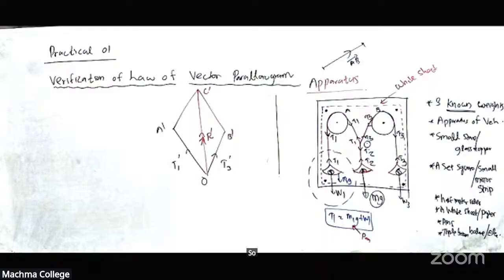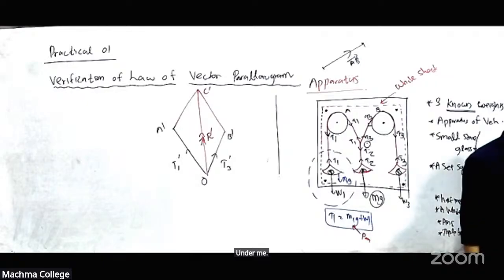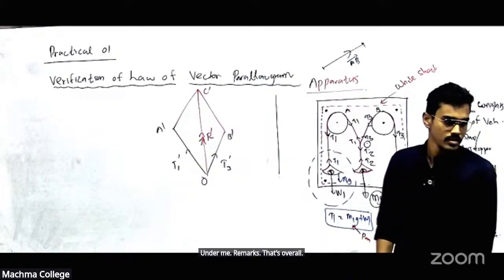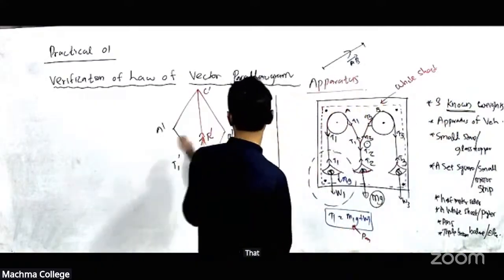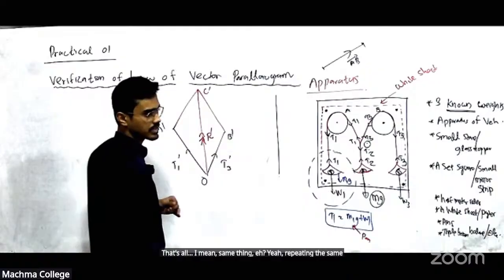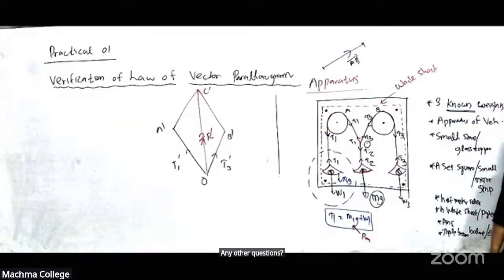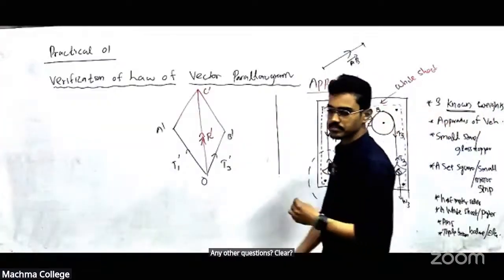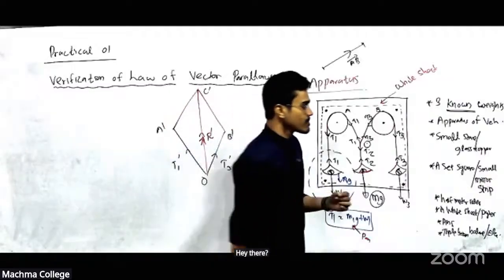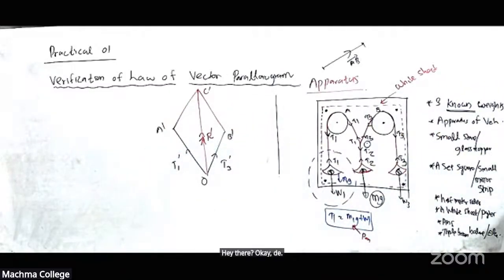Sir, the points you gave, are they together for both the parallelograms? You mean under method 1 or under method 2 points? Remarks, that's overall. Same thing, we are repeating the same. Any other questions? Clear? Okay then.